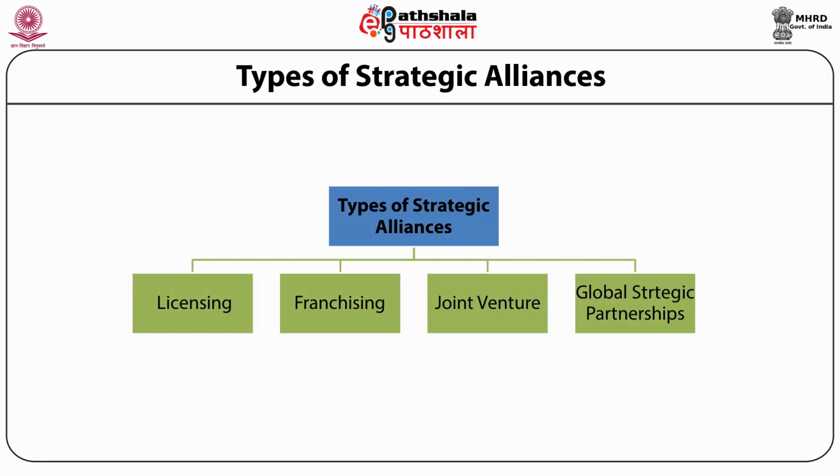Students, there are various types of strategic alliances. These could be licensing, a strategic alliance in the form of franchising, a strategic alliance in the form of joint venture, or a strategic alliance in the form of a global strategic partnership. Some of these have been discussed in the diversification strategies lessons.